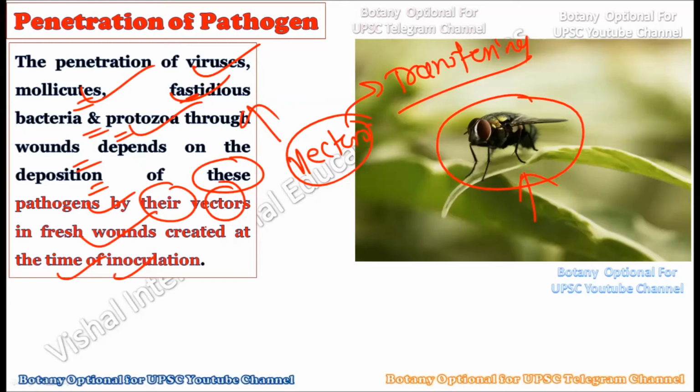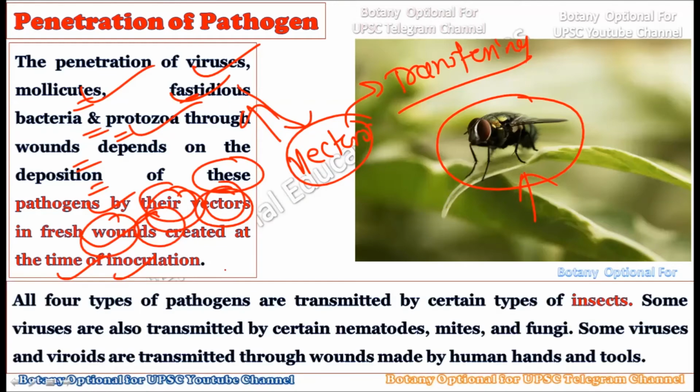They are not only taking the pathogens from one place to another place, at the same time they are creating the injury within the plant body. So this is the double damage from the plant's point of view. Here vectors are taking the pathogen to the plants, and the vector itself is creating fresh wounds within the plant body, and hence these pathogens are able to enter within the plant body.